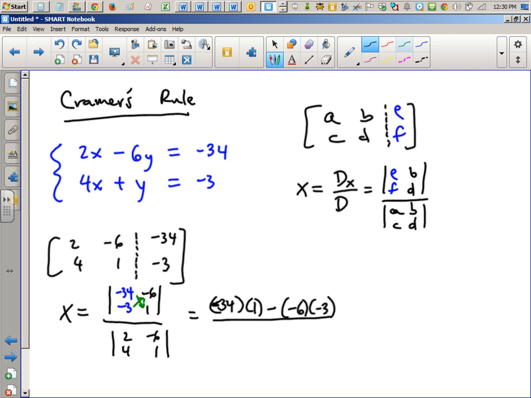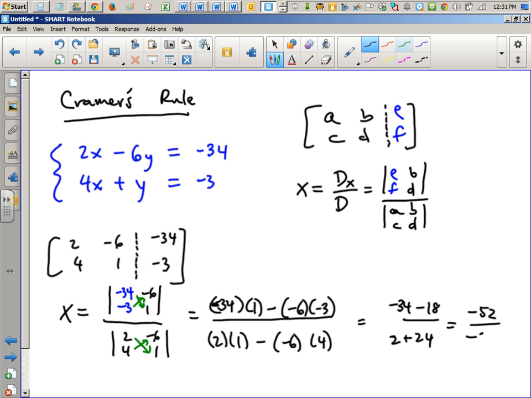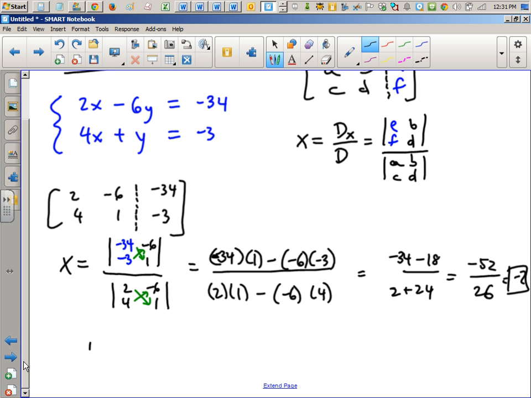That's a negative 34. So the top comes out to negative 34 minus 18, negative 52. And then on the bottom, you do the same little cross multiply trick. 2 times 1 minus 4 times negative 6. And this comes out to 2 plus 24, which is, of course, 26. Look at that. Bam, you got the answer for X right there. And he also had a way for you to find Y. You could probably guess what it is.